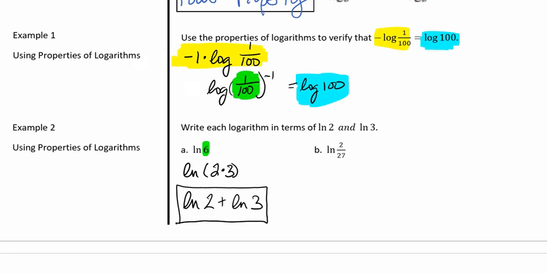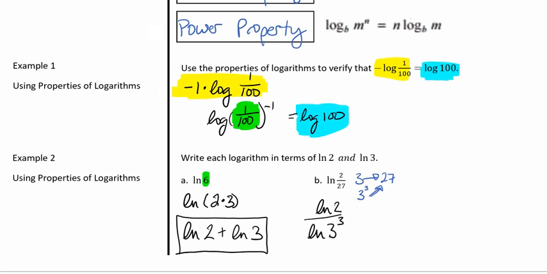If I look at part B, it says the natural log of 2 divided by 27. When I look at that, the top one's easy, because this is already in terms of a 2, but the 27 isn't. So I want to think, is there any way to get a 2 to turn into a 27? And the answer is no. Then we ask, is there any way for a 3 to turn into a 27? And that answer is yes. If I take 3 and put it to the third power, that will equal 27. So what I really am looking at here is the natural log of 2 over the natural log of 3 to the third power.